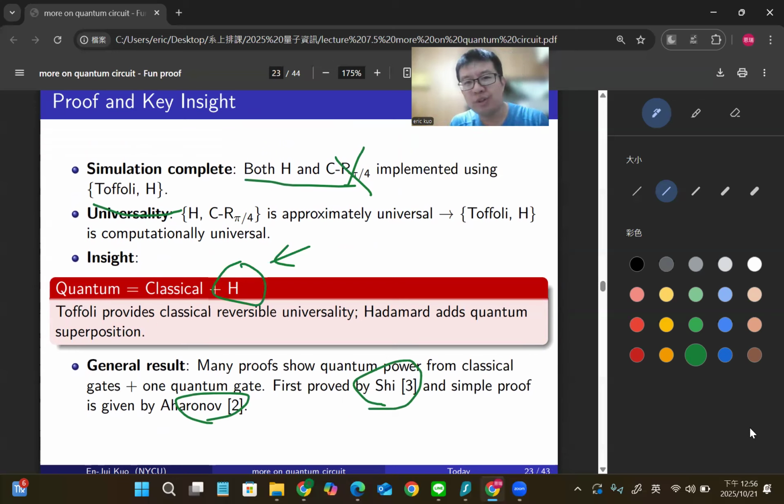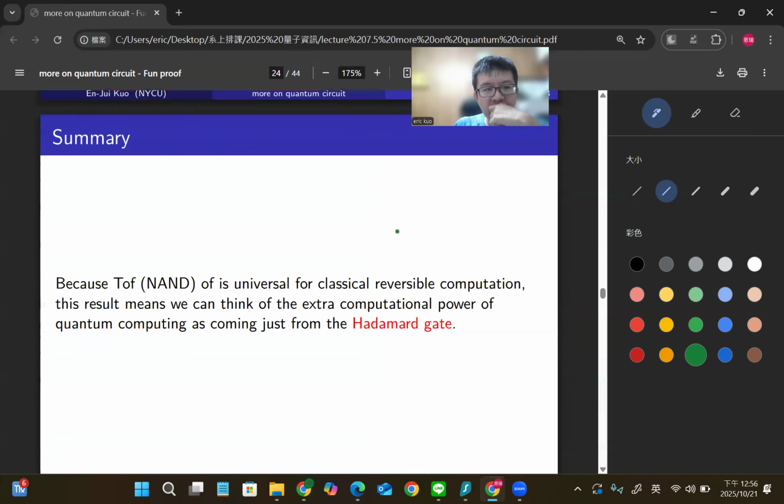So this is why you may have heard in some YouTube video that the power of quantum computation lies in superposition, because Hadamard creates a superposition. More or less this is true in terms of this framework. Since Toffoli, or NAND, is classically universal computation, we can think the extra power of quantum computing comes just from the Hadamard gate.